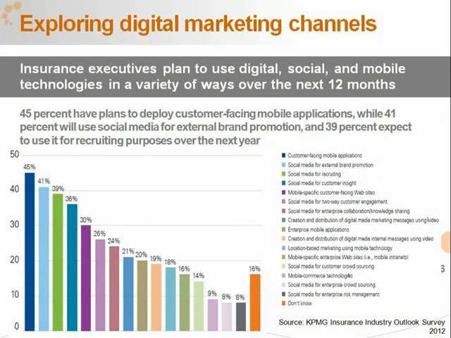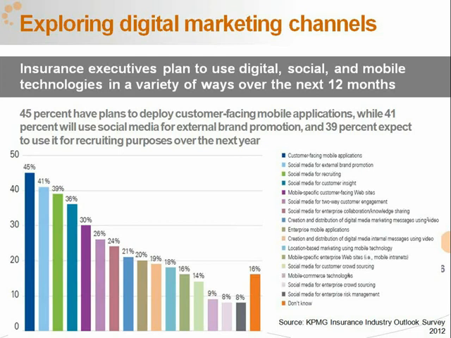Digital channels are increasing in terms of the options available to any marketer today. So insurance executives are planning to use social, mobile technologies in a number of ways. And while we can keep going with numbers, the key thing here is that as many as 45% in the insurance industry have plans to deploy customer-facing mobile applications, while as many as 41% plan to use social media for brand promotion.